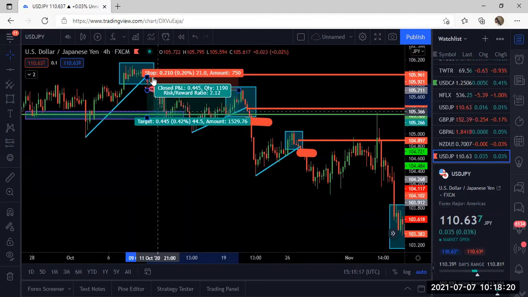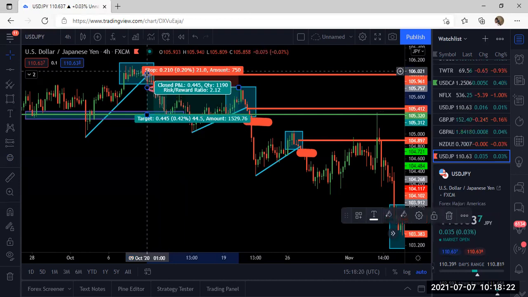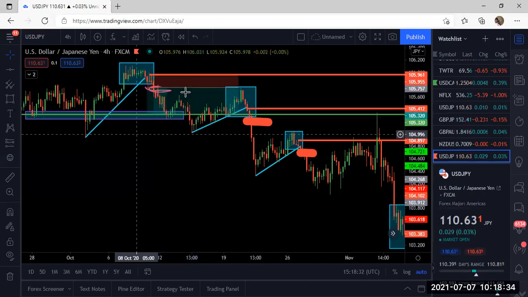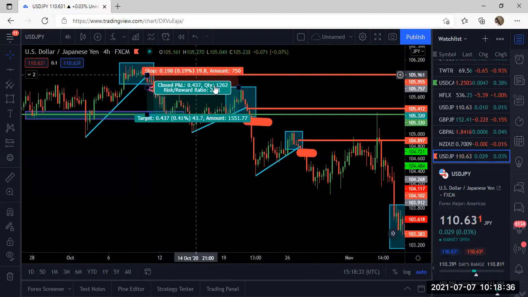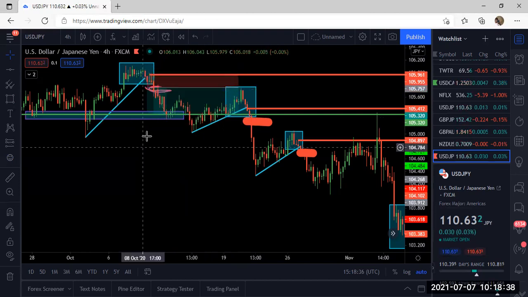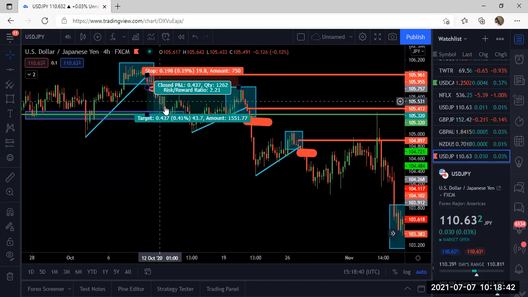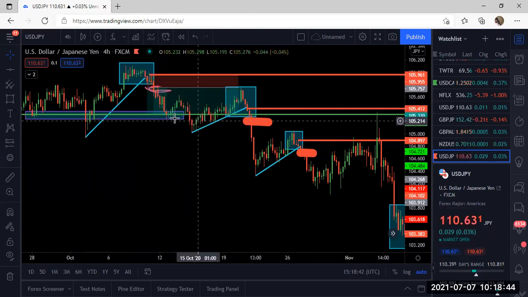So I got in right here. Basically like a 20 pip stop loss. And then I said my take profit was gonna be that line. We can go on it. Yeah. Look, 2-to-2 ratio. You're risking 20 pips to make 43 pips. That's one move, right? And then you see that setup again.